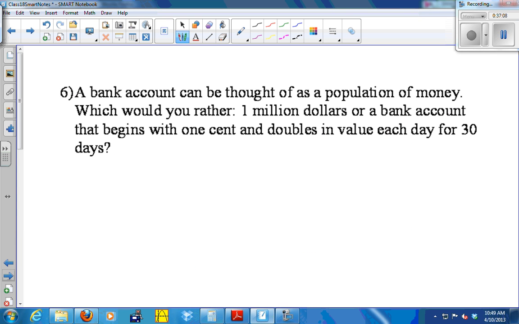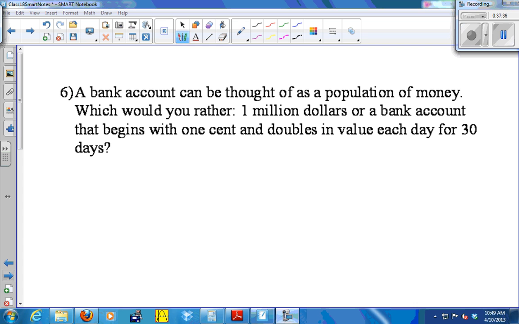All right, let's think about a bank account as a population of dollars that multiply. I want you to discuss in your groups for a few minutes. Which would you rather: $1 million handed to you right now, or a bank account that starts with 1 penny in it and doubles in value each day for 30 days? Take a few moments to consider.